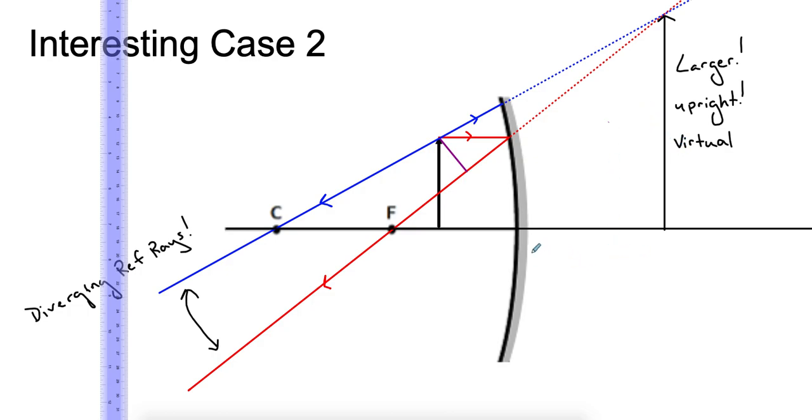So in this case, our object distance, s naught, is positive. However, our image distance is going to wind up being negative. It's on the other side of the glass. And so when you're doing your mathematics for this, you're going to wind up using a negative for that.